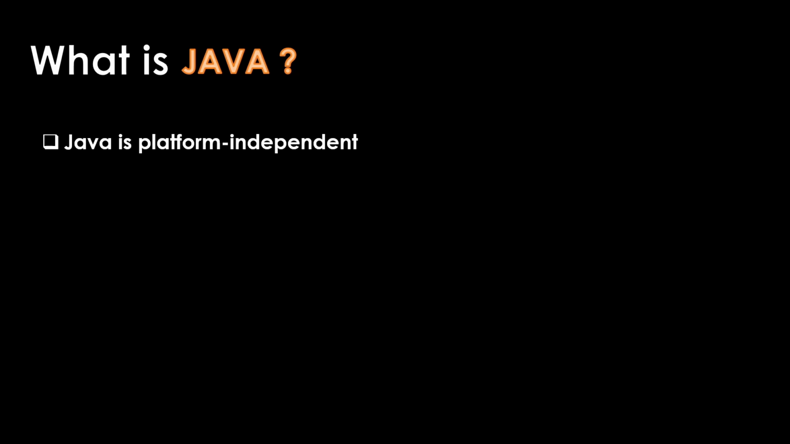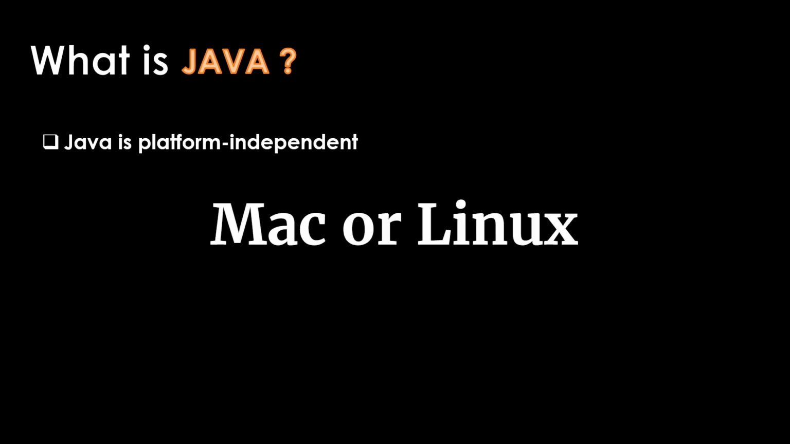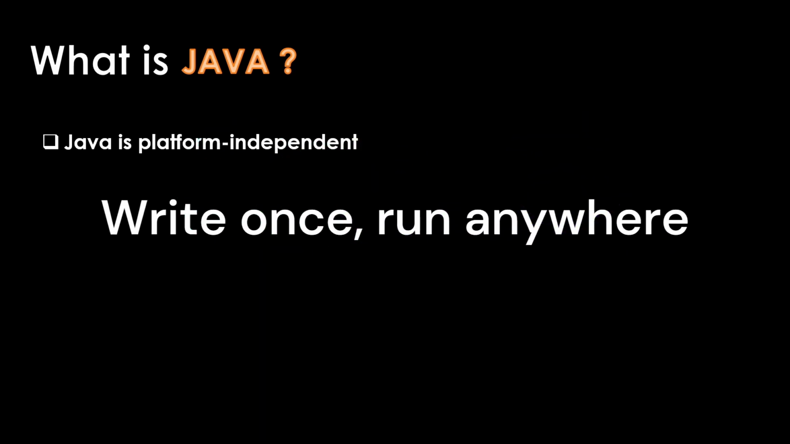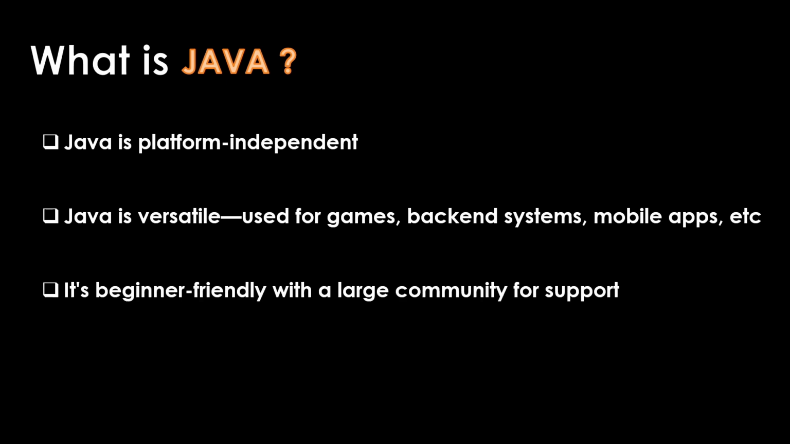Java is platform independent. That means you write the code on one platform, for example Windows, and run it on another platform, it can be Mac or Linux, without making any change. Java is called "write once, run anywhere." Second point, Java is versatile. It is used to build games, backend systems, and mobile apps. Java is beginner friendly, and has a large community for support. In short, if you learn Java, you unlock endless possibilities in the world of programming.